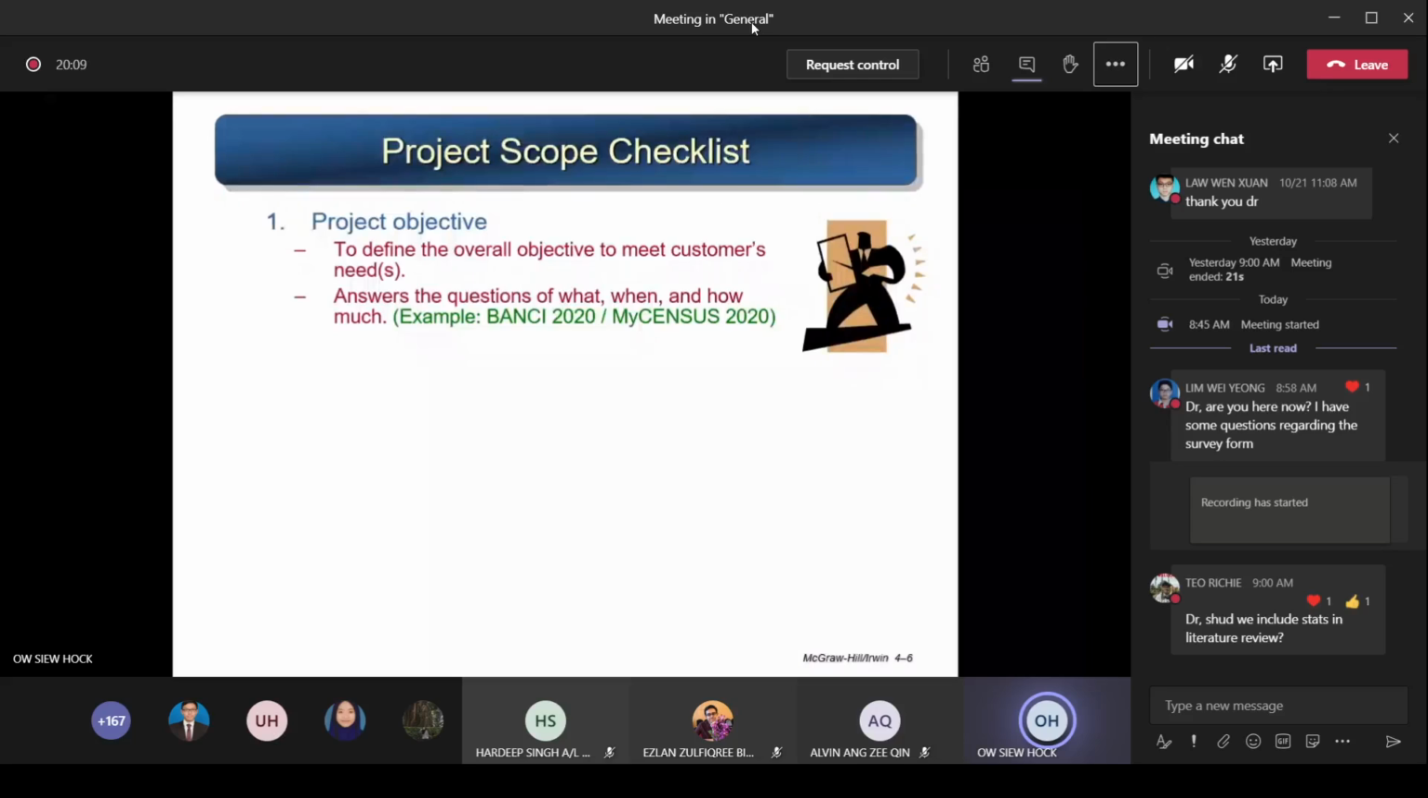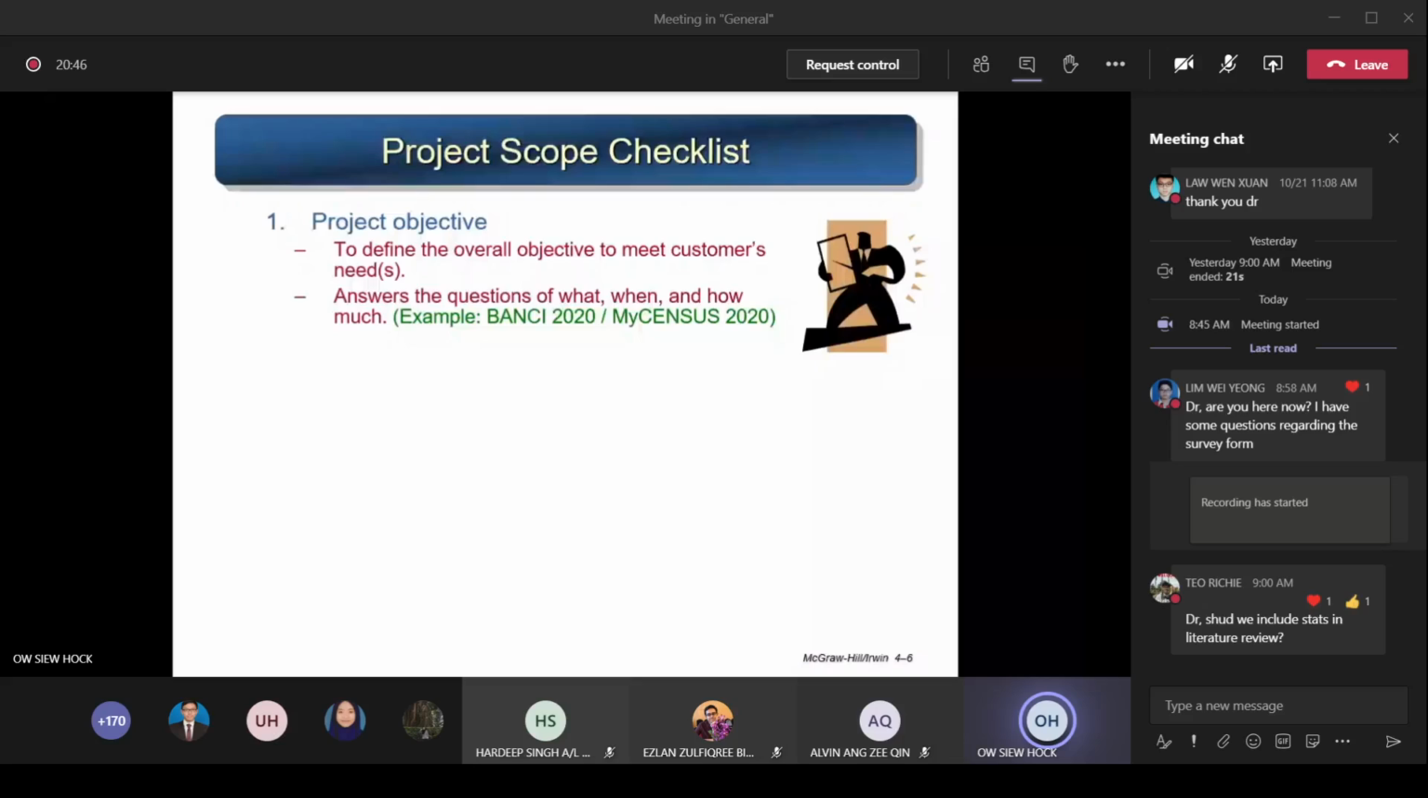That is the purpose, the what, and the when, because you can see there's a deadline. Originally, I think the deadline was supposed to end on the 30th of September, and then I just received this notice from Banci 2020 saying that it has been extended until the 21st of December 2020, this online census. So that is the when. They want to finish this project by the 21st of December 2020. The purpose is to collect all the info about the population and households in Malaysia.